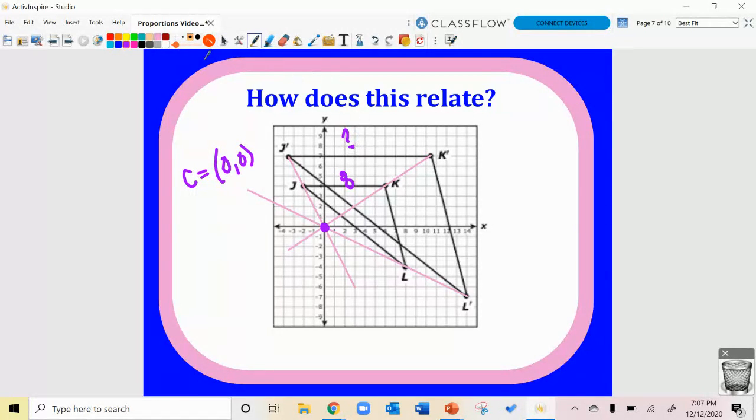Okay. So I think my goal is going to be to figure out what J prime K prime is, and I want to figure out the scale factor to get that. So I'm going to just count to get from the center to J prime. I would have to go left 2.